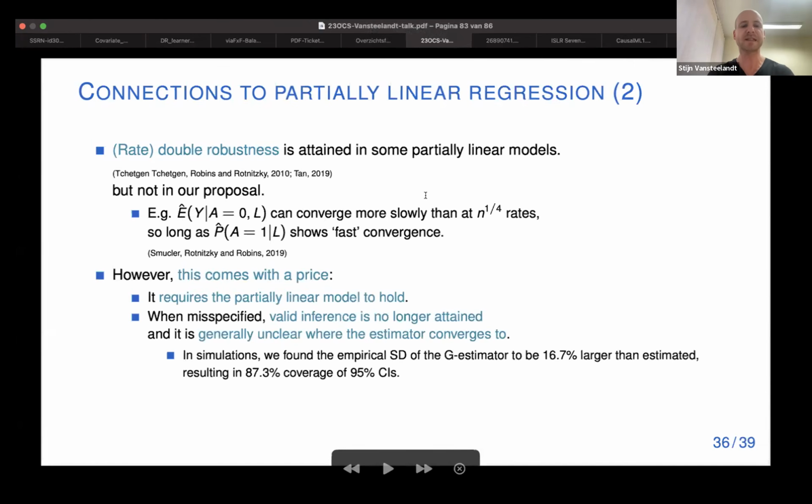However, this rate double robustness comes with a price. It's only attained if the partially linear model holds. And in fact, when the model does not hold, then these approaches do not even attain valid inference. It's likewise generally unclear where the estimator then converges to. And this is from one small simulation in the paper where we verified that G-estimators, at least data adaptive G-estimators, that the sandwich standard errors that we obtain for them are biased when the model is misspecified.